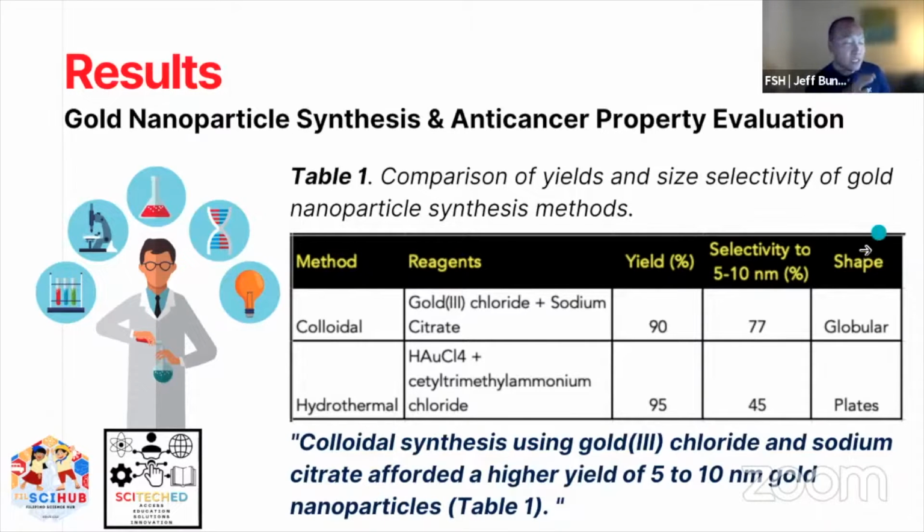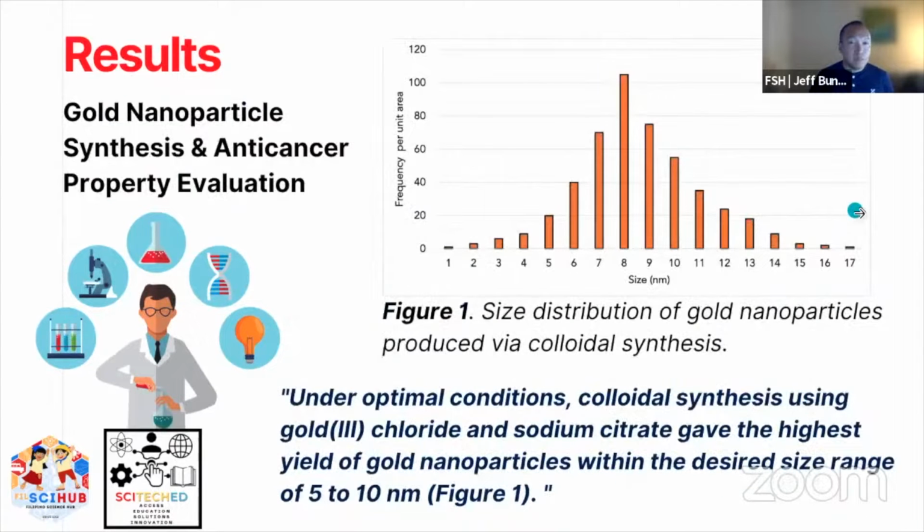And then after the table, usually you use say a blurb talking about the highlights. So colloidal synthesis using gold-3 chloride and sodium citrate afforded a higher yield of 5 to 10 nanometer gold nanoparticles. So ganun siya. Alright? And then, second result, di ba sabi natin, yung focus is yung size uniformity. So what you can also show them is the size distribution of gold nanoparticles. So may mga methods po on how to do that. So you can present it in the form of a graph.